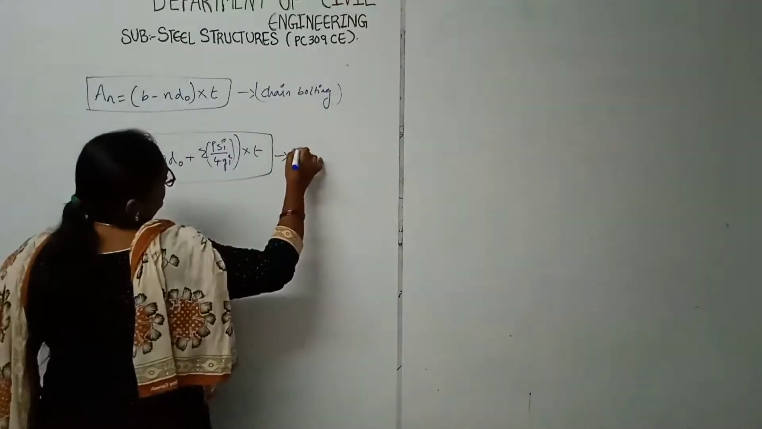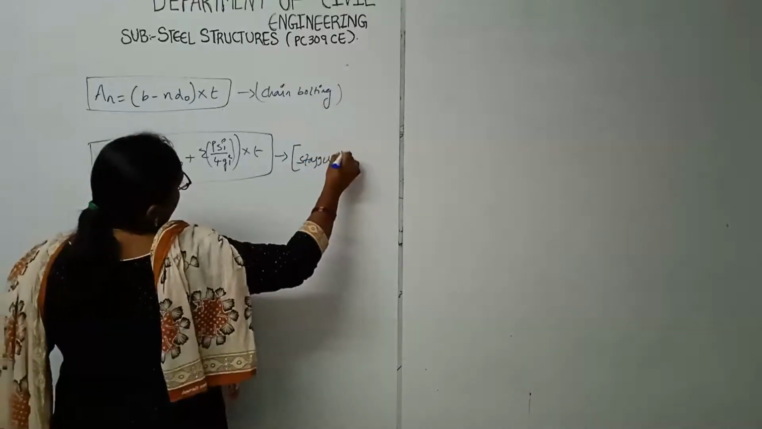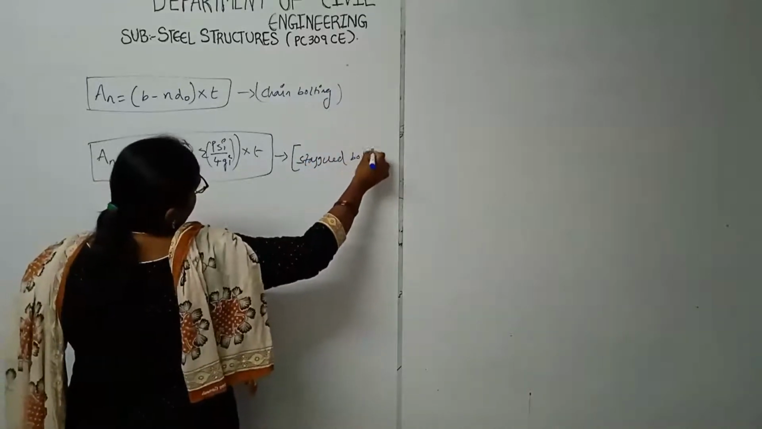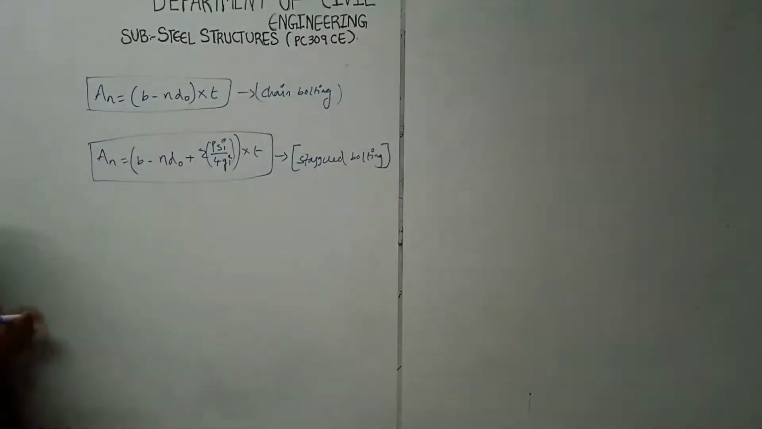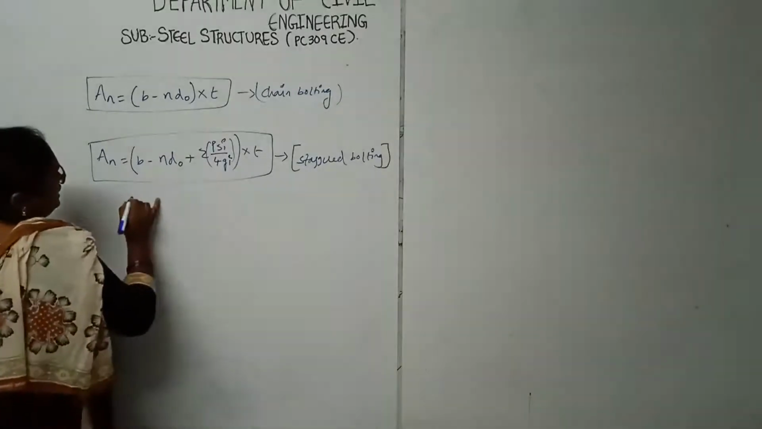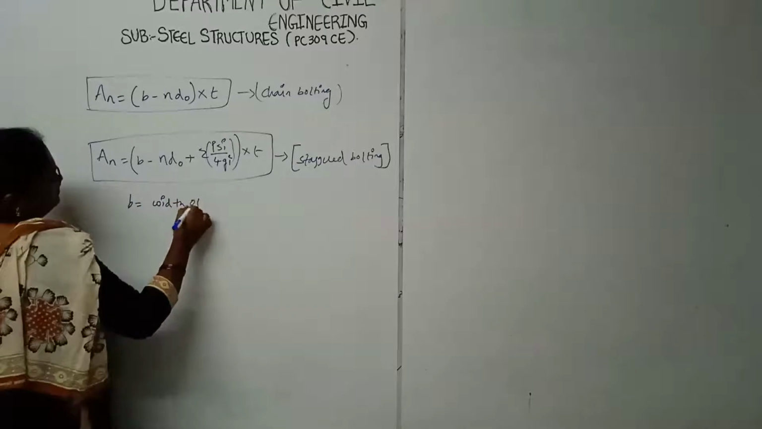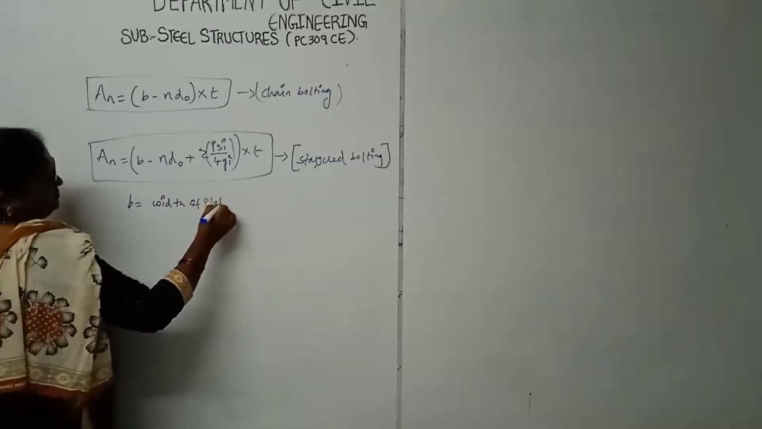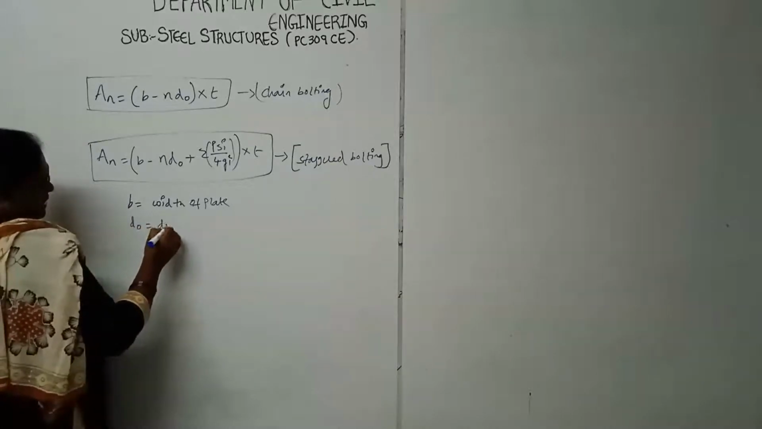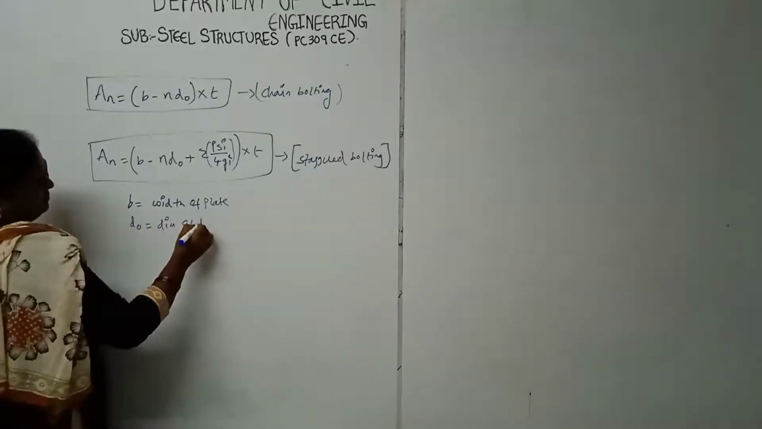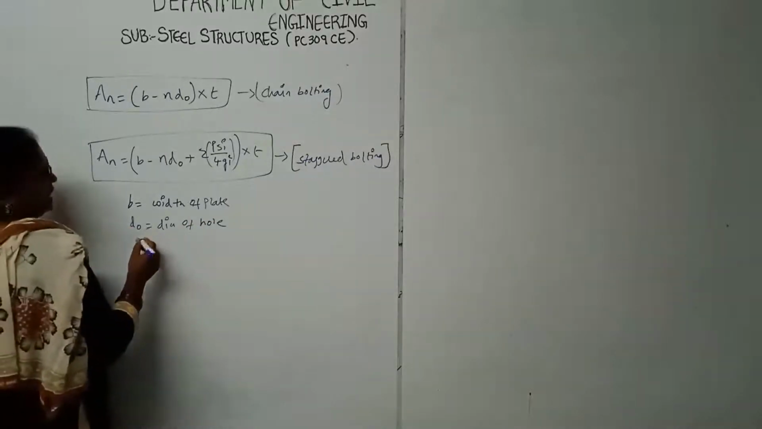This is for staggered bolting, where tension will be occurring in this type of bolting only. Here B is the width of the plate, D naught is the dia of the hole, because the hole will be made on the plate only, right?